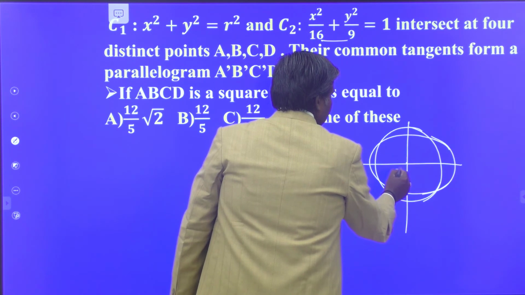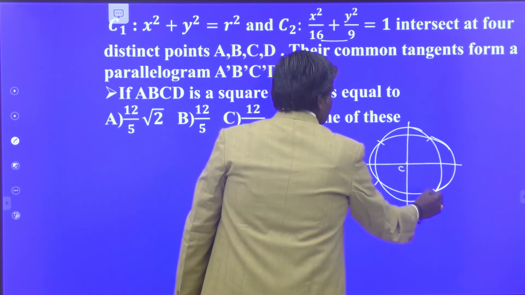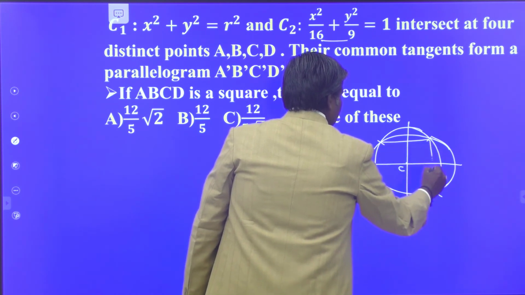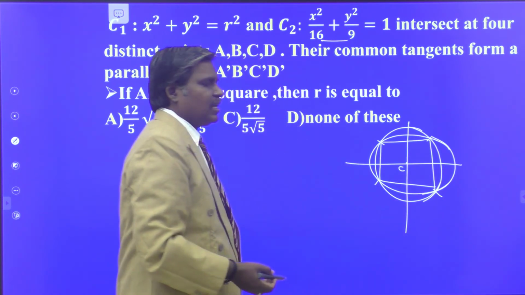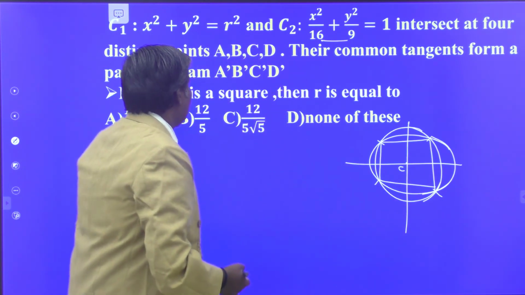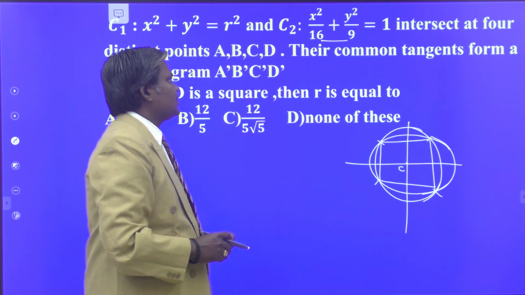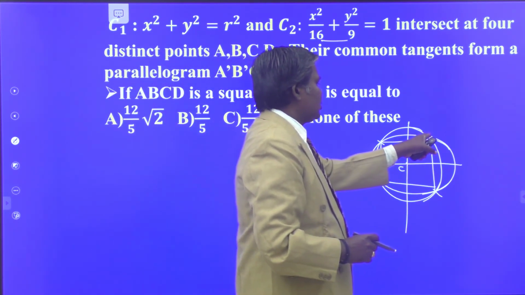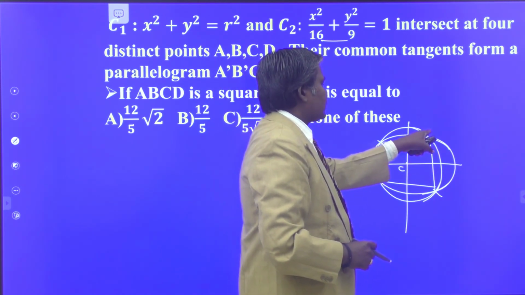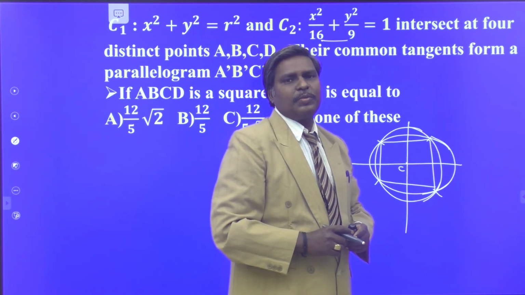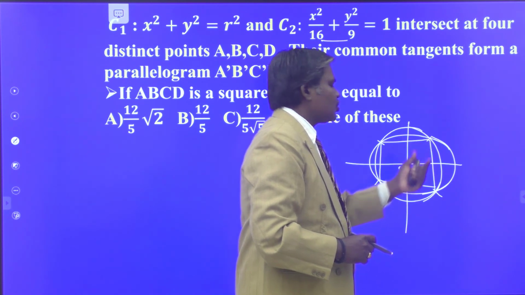This is the center. Now these 4 points of intersection are A, B, C, D. These 4 points form a square. Then what is the radius of the circle? They are asking the question. First question. For that, the points of intersection have coordinates in this manner. Both x and y coordinates must be the same numerically. Then only this becomes a square, because both the distances must be the same.